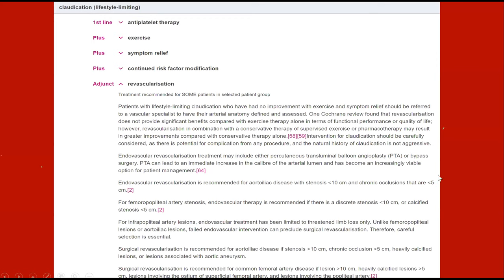And by the way, it will be the same revascularization options we will talk about. Again, I am stressing that for infrapopliteal artery lesions, endovascular treatment is limited only to threatened limb loss. It is not for the femoropopliteal and aortoiliac lesions, because if you fail the endovascular intervention, this will prevent you from surgical revascularization. So carefully select your patient, because if you fail endovascular treatment, you will be prevented from going further to surgical revascularization.